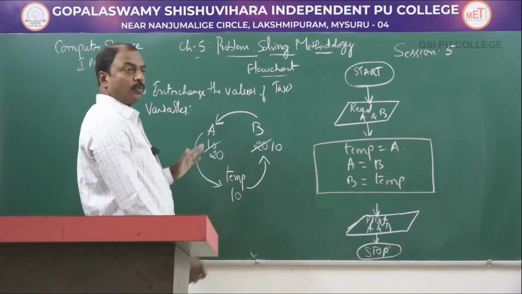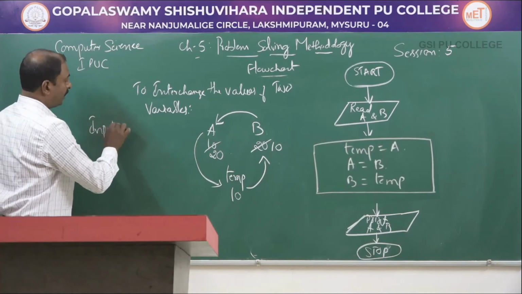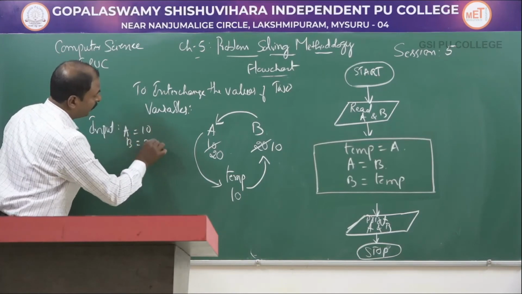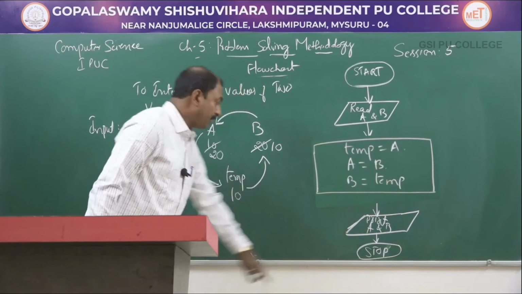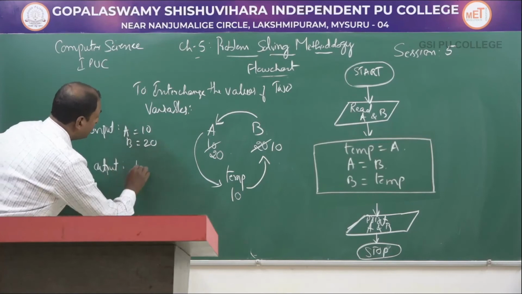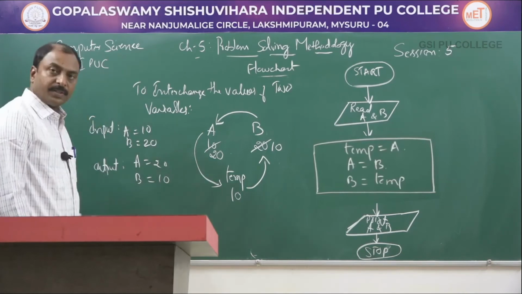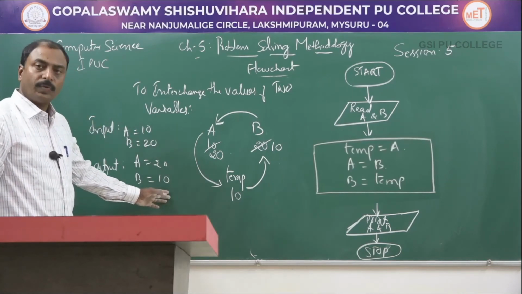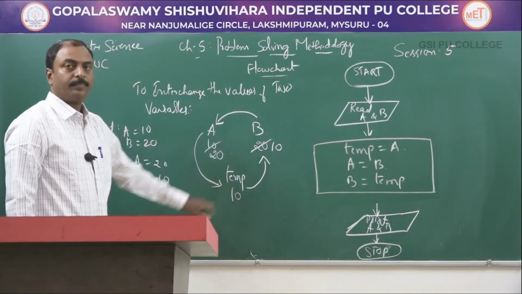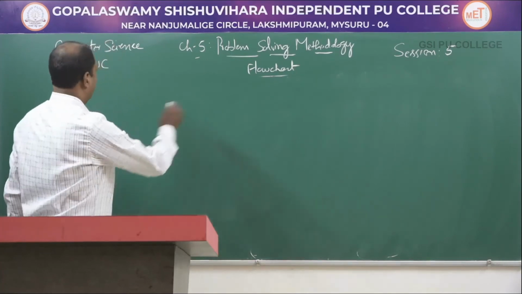Here, what is the output of this? See, at the beginning, input will be A equals 10 and B equals 20. At this stage, while printing, our output will be A equals 20 and B equals 10. So this is the flowchart to interchange the values of two variables by using third variable temp. Next example is to find greatest of two numbers.